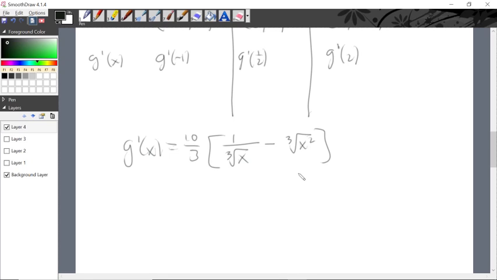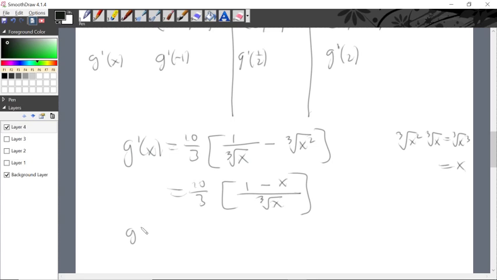We could just plug the numbers in and evaluate it from here, or we can try to simplify this. Let's see what happens if we try to simplify this. Common denominator would be cube root of x. So you multiply the cube root of x squared times the cube root of x, you get the cube root of x cubed, which is just equal to x. So you can write this as 1 over the cube root of x minus x over the cube root of x, or 1 minus x over the cube root of x. That'll make our evaluation a little bit easier on each of these.